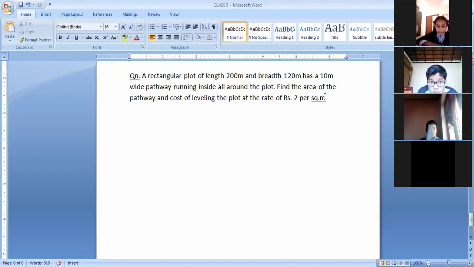Okay. We have done a similar question. Do you remember that? We have done a question, it's a similar question. Only thing, we need to find the cost of leveling here. Do you remember the question we solved yesterday? Pathway all around, the case where the pathway comes all around. Yeah, same question is this, but here we need to find the area and find the cost of leveling the plot at the given rate. Clear?